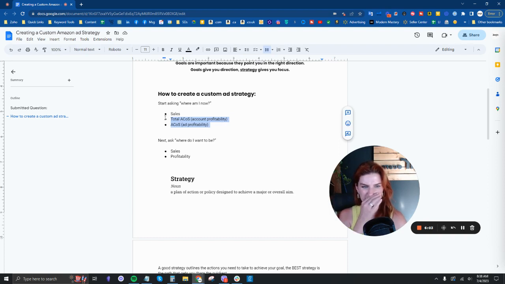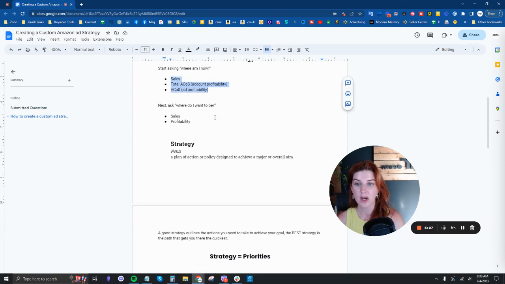So total ACoS is going to give you roughly your account profitability. If you're using a profitability tool, that's going to be a lot better, so you might also add that in there. And you can also look at ACoS, and ACoS is going to give you your ad profitability. And unless you're already defining very specific goals on individual products, I still would recommend zooming up and looking at this on an account level.